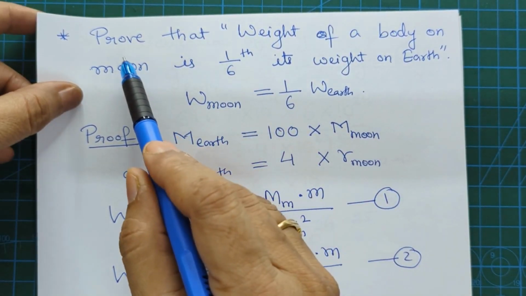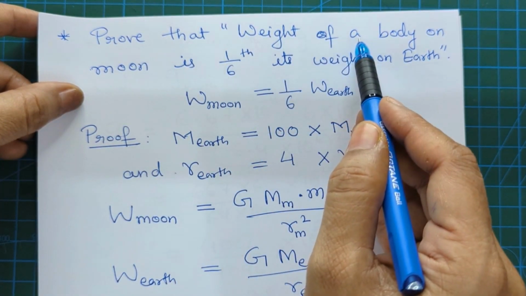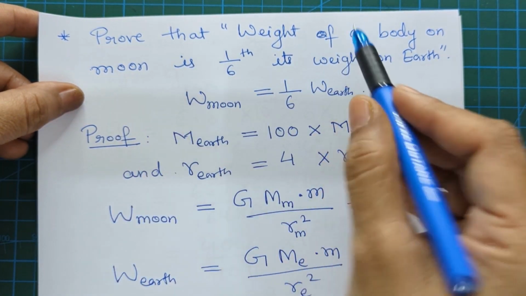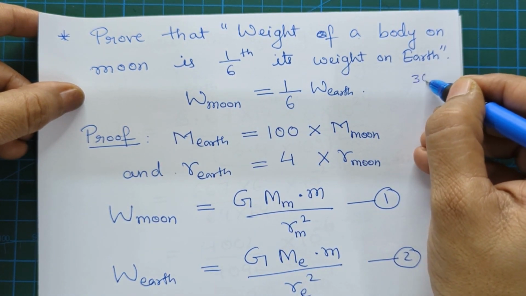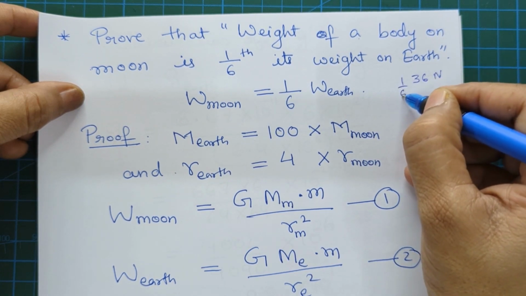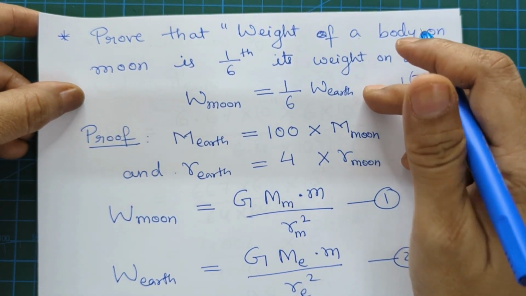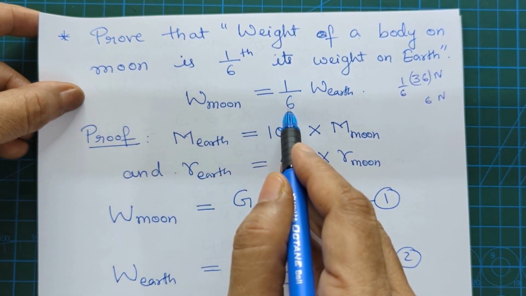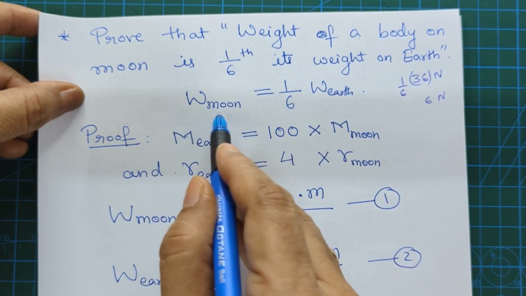Now we have come to a very important proof of this chapter. Prove that the weight of a body on the moon is 1/6 of its weight on earth. What does this mean? It means if an object weighs 36 newtons on earth, it will weigh 1/6 of that, meaning 6 newtons, on the moon. That is what we have to prove. So we have to prove that the weight of an object on the moon is 1/6 the weight of the same object on earth. W subscript moon is not the weight of the moon.